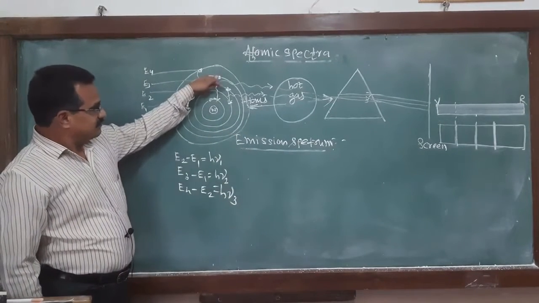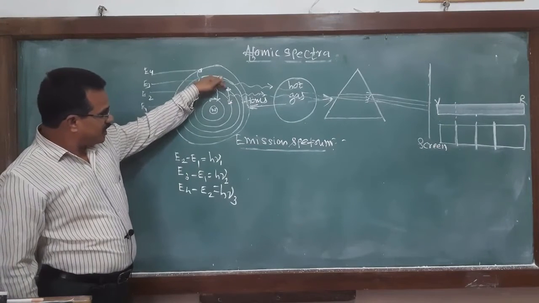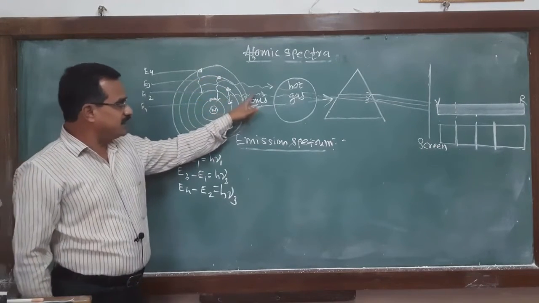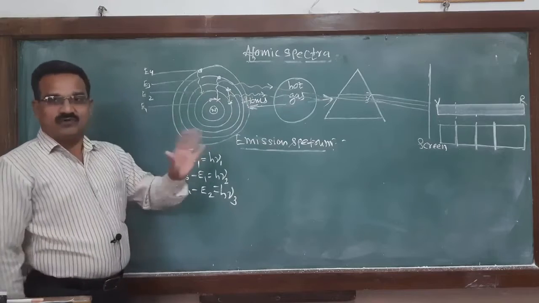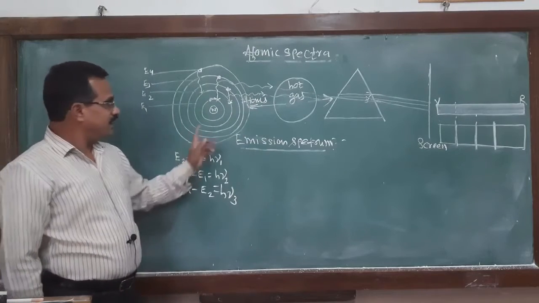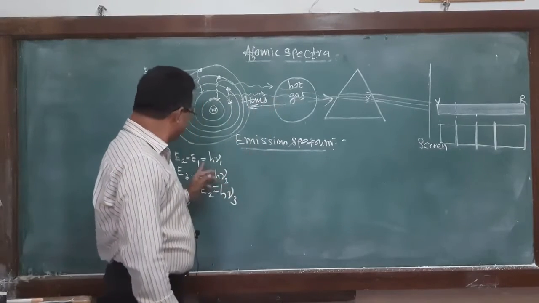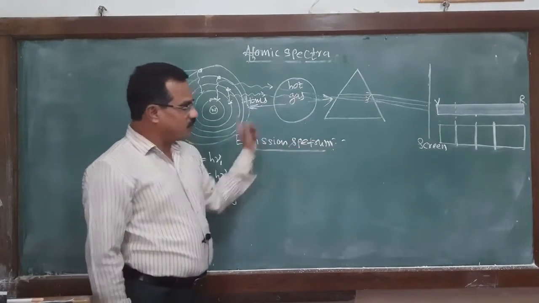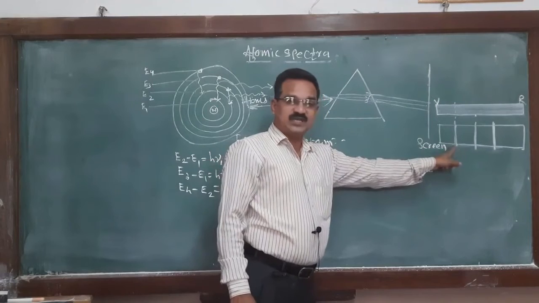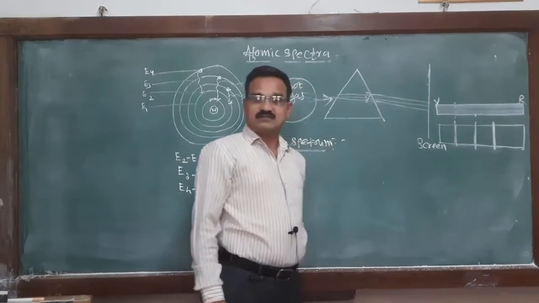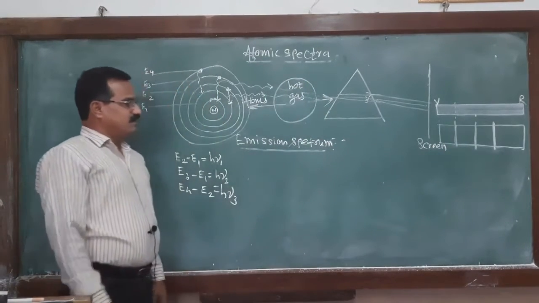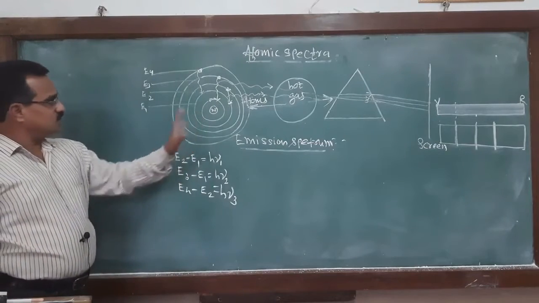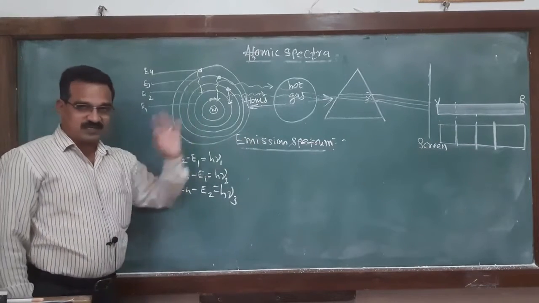It means that when an electron jumps from a higher orbit to a lower orbit, it emits radiation in the form of a photon, and the energy of the photon is h mu1, for that frequency mu1. At that time, for that frequency, we get a particular fixed colored line.